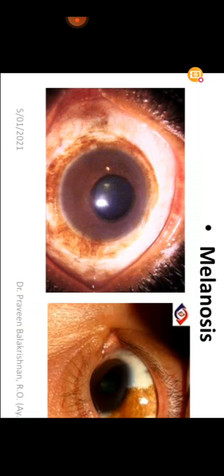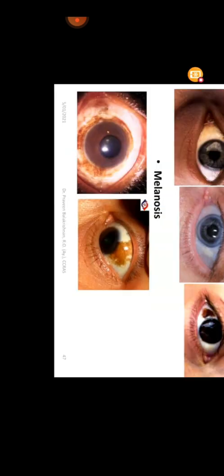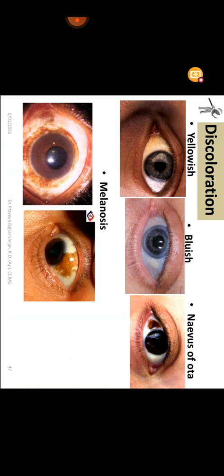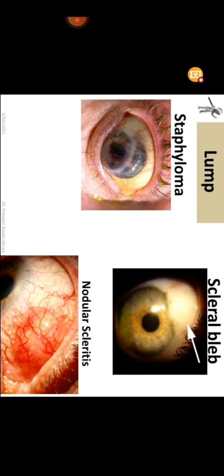I've already mentioned melanosis in the previous condition. These both are melanosis. One is a circumcorneal type of melanosis, and the other is a sectoral type of melanosis. Okay. Now we'll go to, you can see a presence of a pterygium.